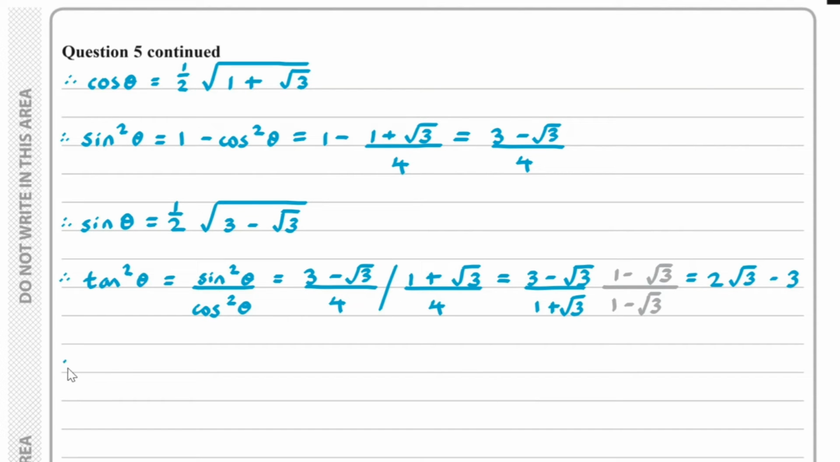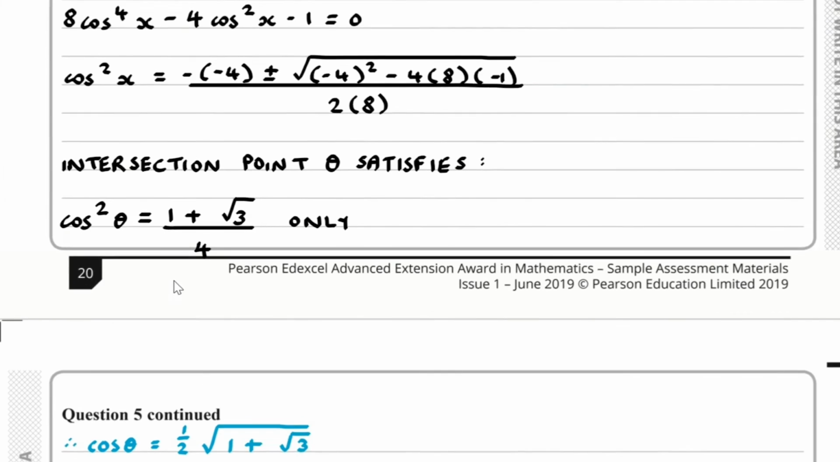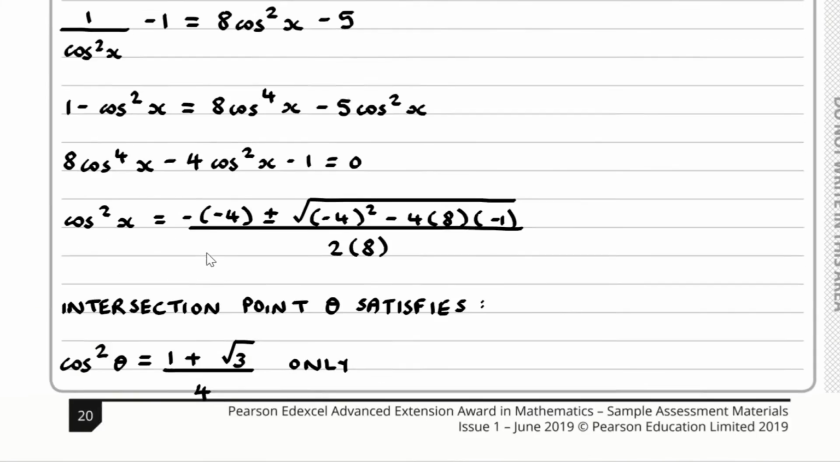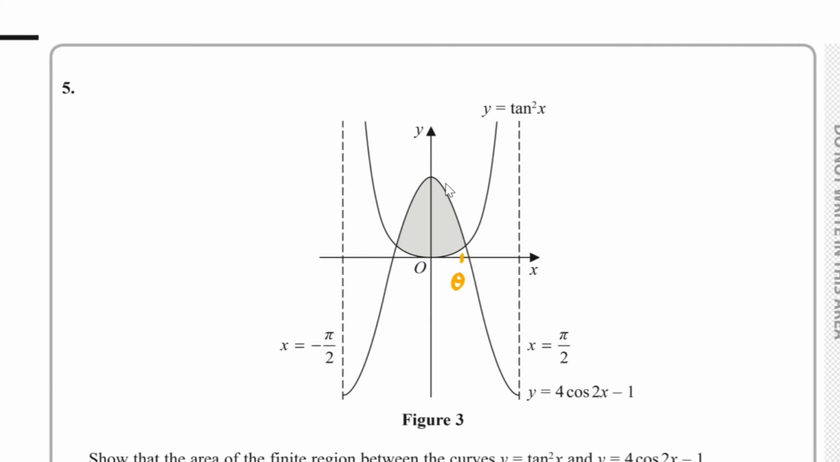And so therefore, tan theta is equal to 2 root 3 minus 3 square rooted. So now that we know all of these, what we can now do is find out the area. Now, because of symmetry, I will find out one of these areas and multiply it by 2.